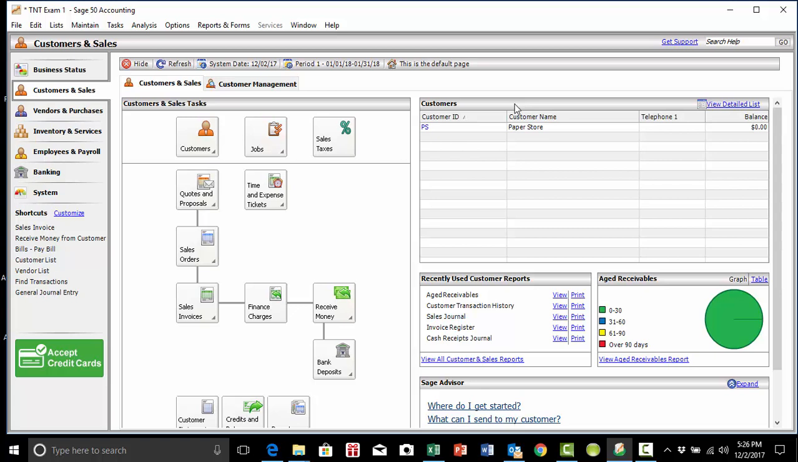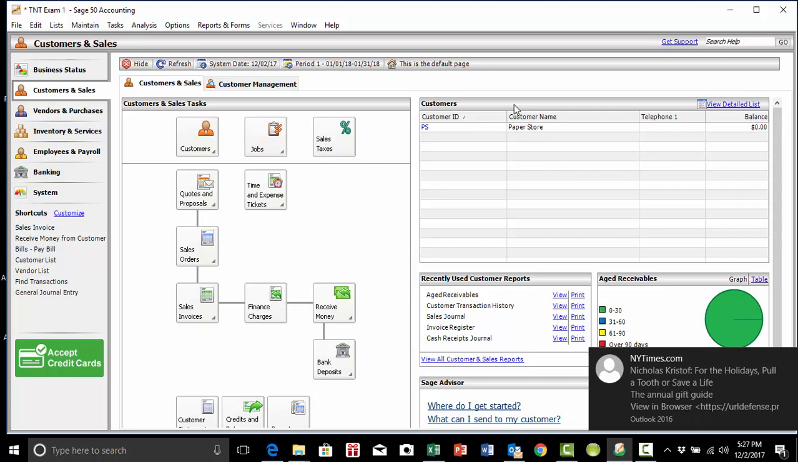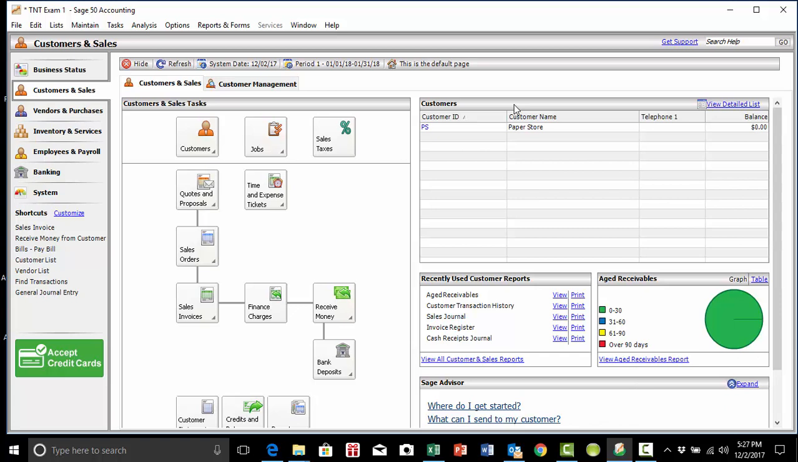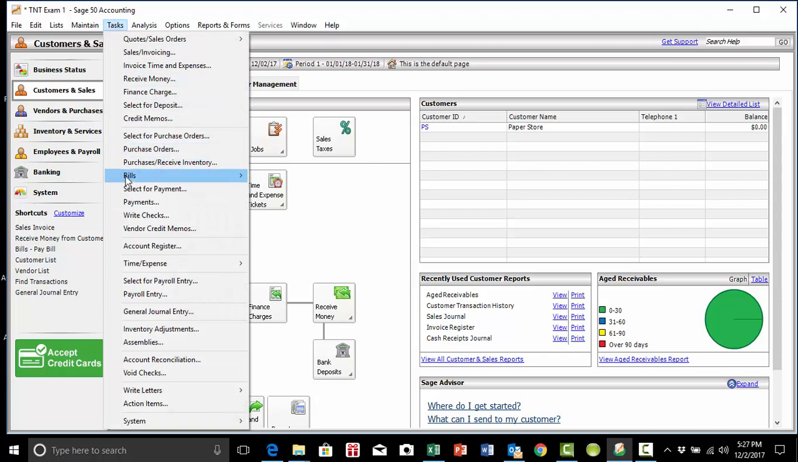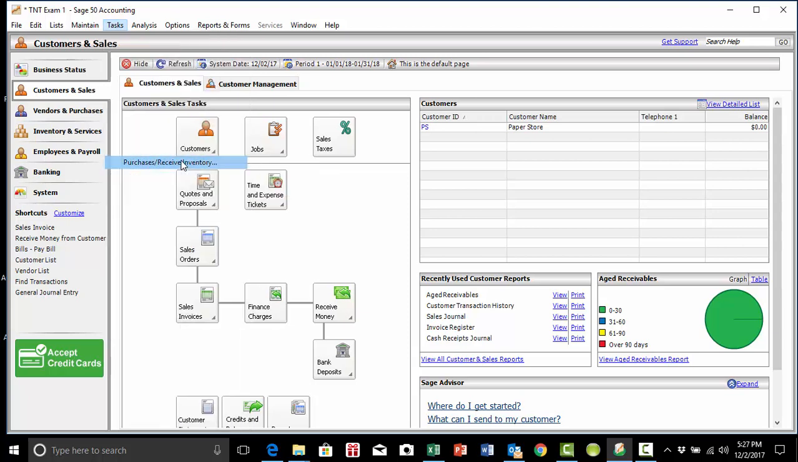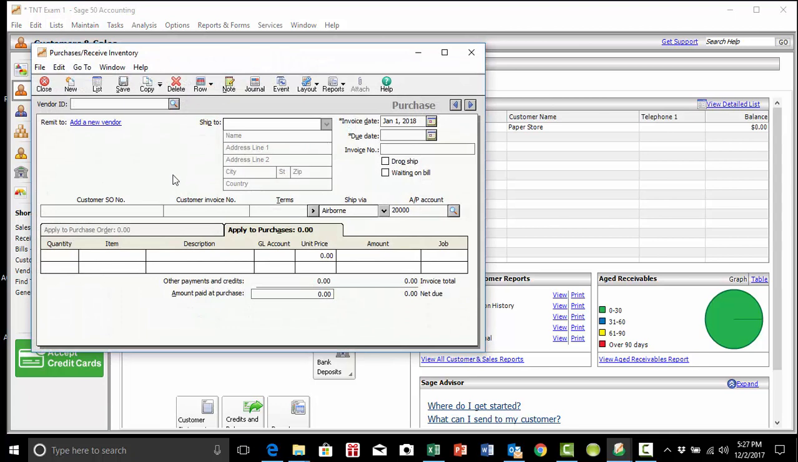And another entry that we seem to have problems with is accruing. All accruing means is that we're taking the expense for a period of time, and we haven't paid it yet. That's all. That's all that means is we're accounting for an expense that we have incurred but haven't paid. So we're accruing it, and we do that in bills, pay bills. I'm sorry. We do that in purchase, receive, inventory. Getting me confused here. Purchase, receive, inventory. That's where we accrue things.